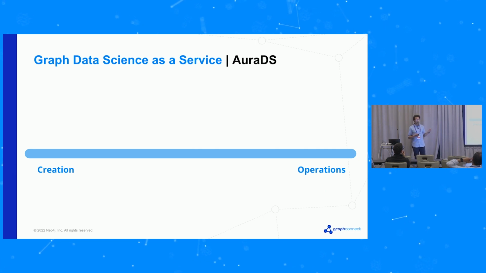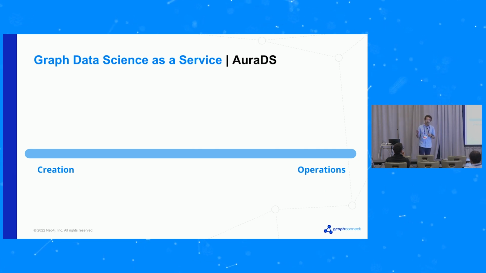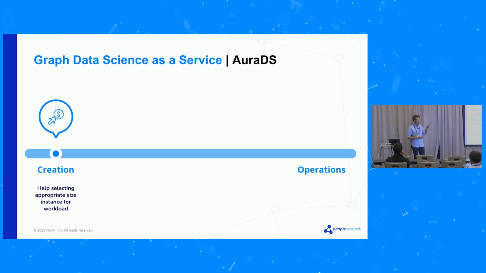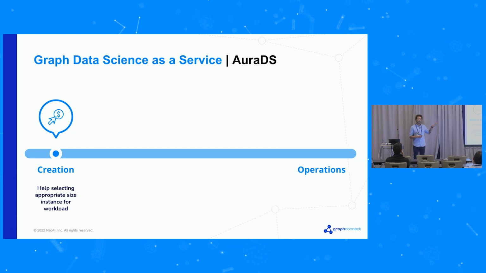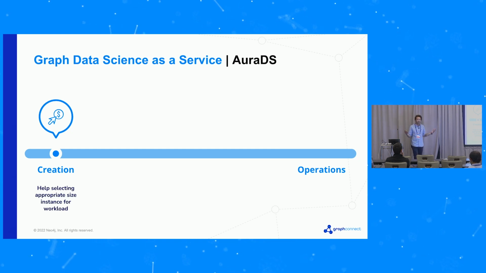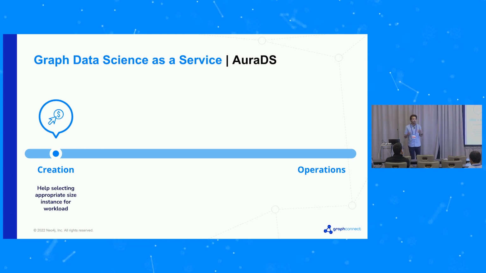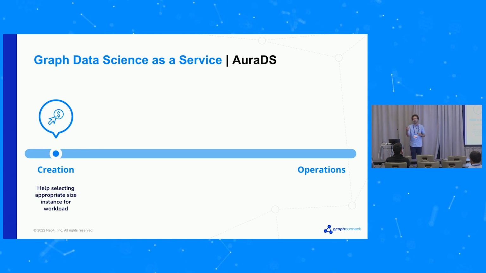We made it super simple for you to get started from creation all the way to operation. What I mean by that is we give you help selecting the most appropriate size instance. I'll show you a bit later on with a GIF that shows you all you need to do is insert the number of nodes, number of relationships, and pick one of those algorithm categories that you want to get started with. The reason we do categories is because when you're doing data science, you want to explore, you want to try new things. You might want to do breadth first search and then try out depth first search.